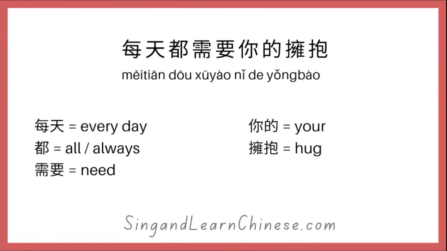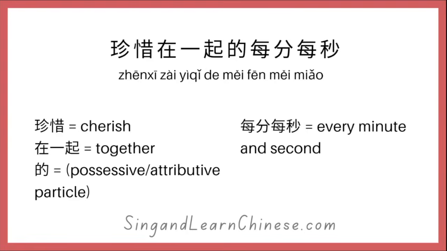All right. 每天都需要你的拥抱. So 每天 is every day, 都 always. 需要 is need, 你的 your, 拥抱 is hug, embrace. So need your hugs every day. All right. 珍惜在一起的每分每秒. 珍惜 is to cherish, to appreciate, to take as precious. 在一起 means being together. And then 每分 is every minute, 每秒 every second. So I treasure every second and every minute that we are together.